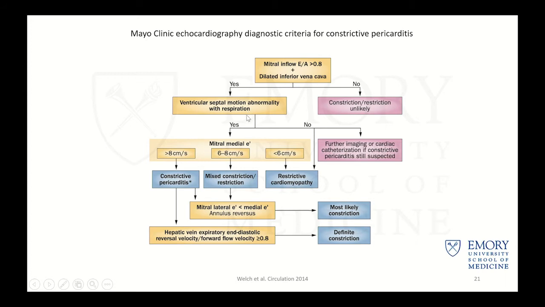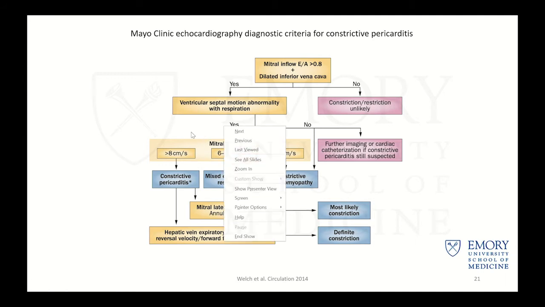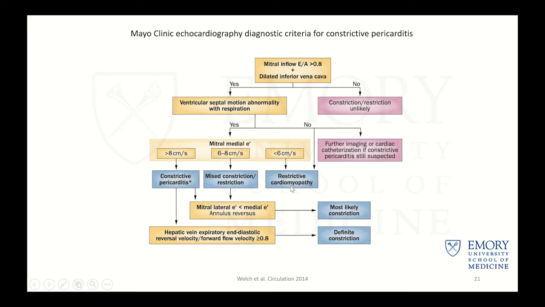If you see the septal motion, and if you have high medial E prime, and then you demonstrate that you have hepatic vein diastolic reversal, that's a definite constriction. Okay? And if there's a low medial E prime, that's likely to be restrictive cardiomyopathy. And this is just by echo, if you have excellent images and if you are sure about your findings.